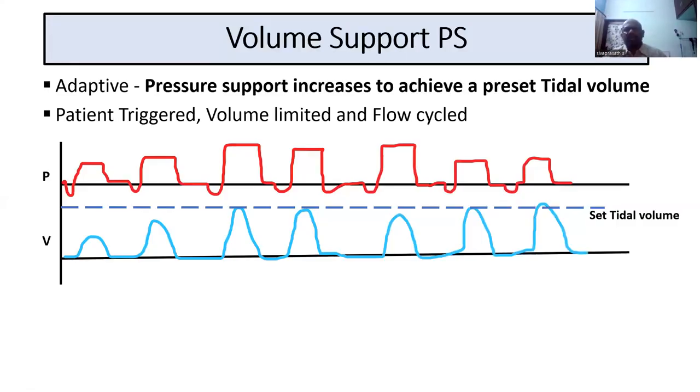So initially, it will give some breaths. It will see whether I am able to achieve the tidal volume which I have set at the start of ventilation. If it is not achieved, the next breath will get a little bit more pressure. Next breath will get a little bit more extra pressure until the tidal volume which I have set is achieved. Once it is achieved, it will stay there, and once the patient starts improving, it will reduce the pressure support. So this is the good effort area.